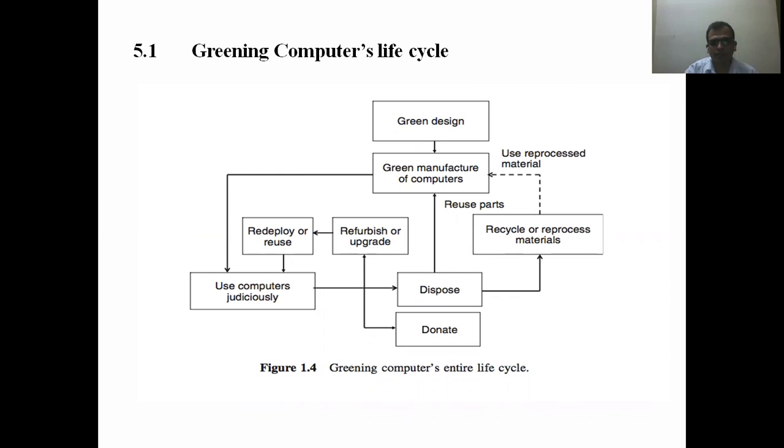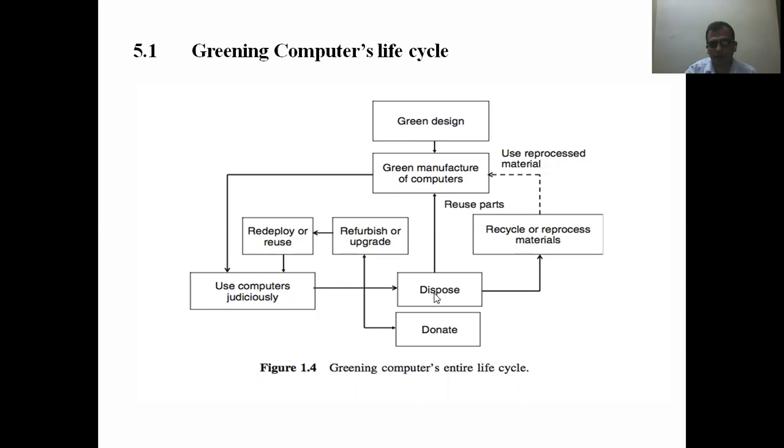So these are the different steps. Okay, first one is green design. In the design phase, we are going to design the computers. So after designing, we are going to manufacture the computers. So after manufacture, we are going to use the computer judiciously. So people are going to use that. So after you use the computer for a long term, it will go for disposable method.